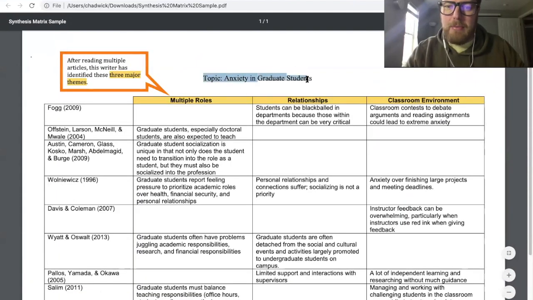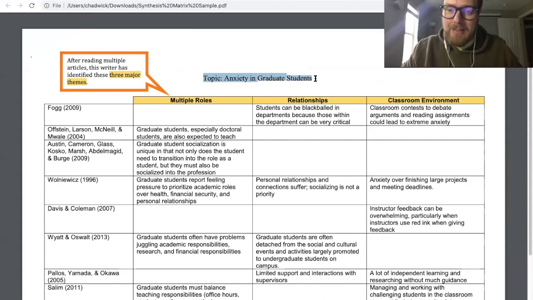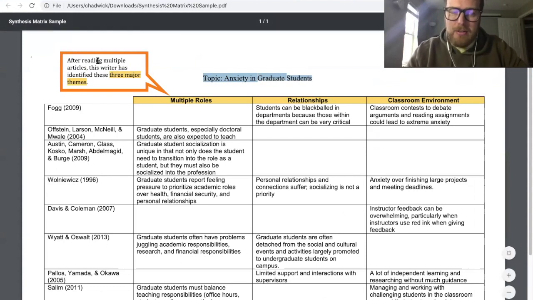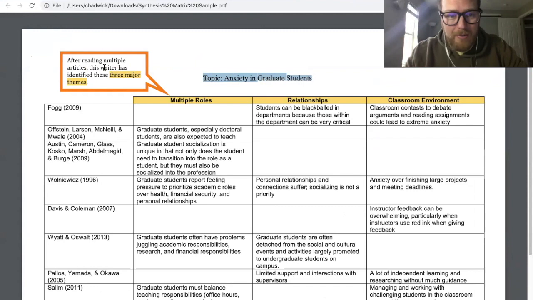What they've done at the top of this is they've included their topic, right? Anxiety in graduate students. That's what they're going to be writing about. Now, here's the deal. After reading the articles and after doing some background research, which you've already done, the writer here identifies a couple major themes. Think of these as like subtopics. As they're talking about anxiety for graduate students, they've noticed that anxiety has multiple roles. They've noticed that it affects relationships, and they've noticed that there's a relationship to classroom environment. So those are three subtopics, if you will, that they're already seeing a lot of their research covering. So they decided to create these columns where they would break down their paper into those three areas.